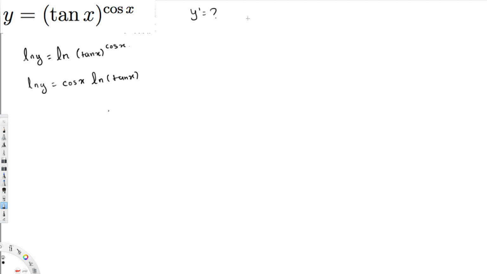First of all, the derivative of ln x is going to be 1 over x. The derivative of cos x is going to be minus sin x. And the derivative of tan x is going to be sec square x. So these are the three things we have to know before we solve this question. So now I can find the derivative.